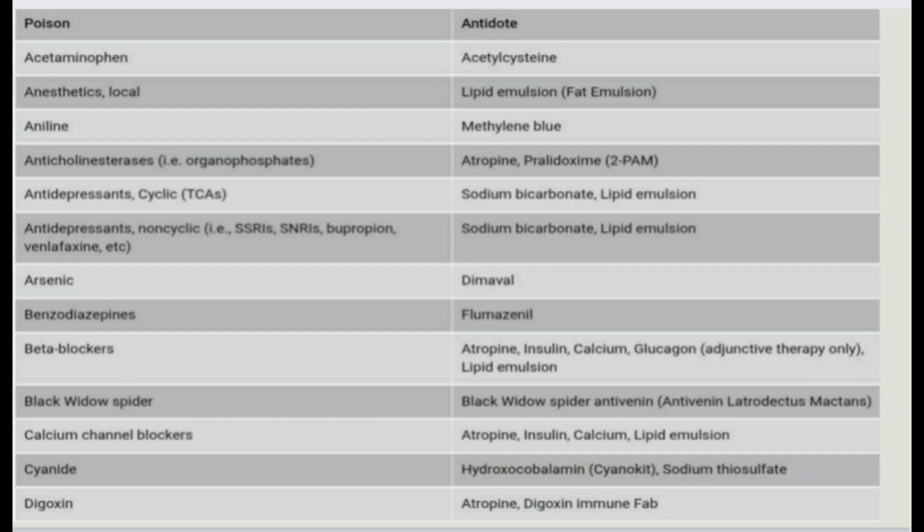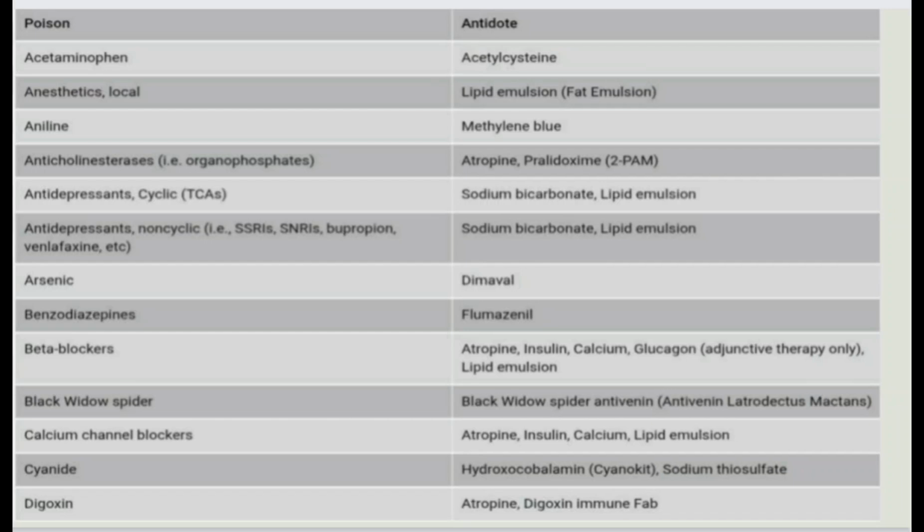Then for arsenic poisoning, dimaval is used. Benzodiazepines, flumazenil. Then for beta blockers, atropine, insulin, calcium and glucagon are used. Then black widow spider, antivenin is used. Calcium channel blockers: atropine, insulin, calcium and lipid emulsion. Then for cyanide poisoning, hydroxycobalamin is used, and sodium thiosulfate is also used.